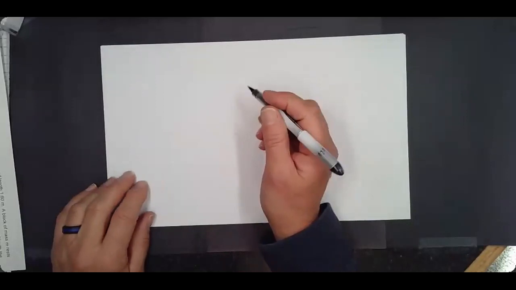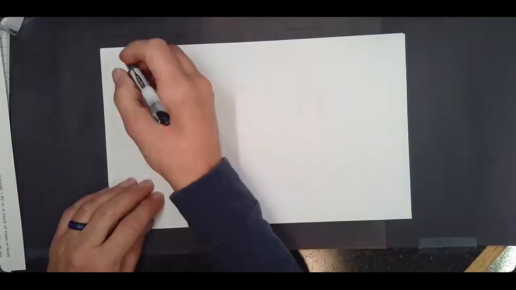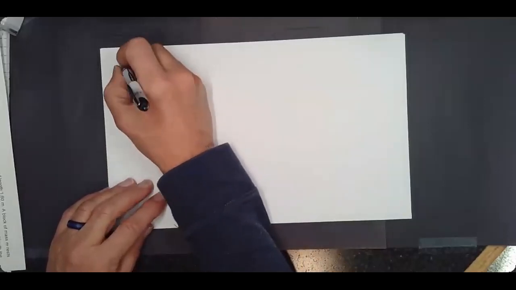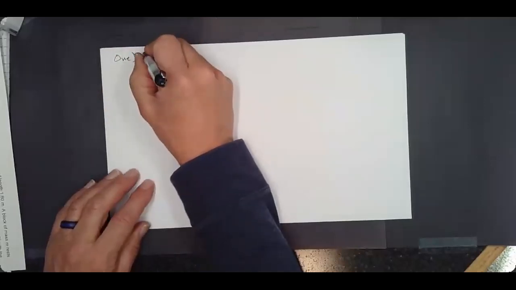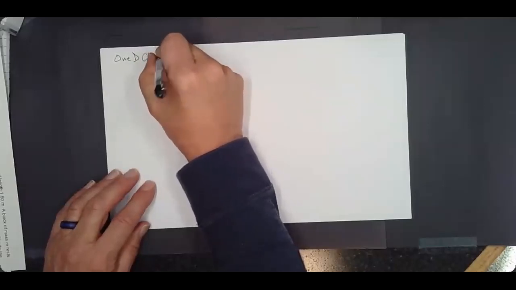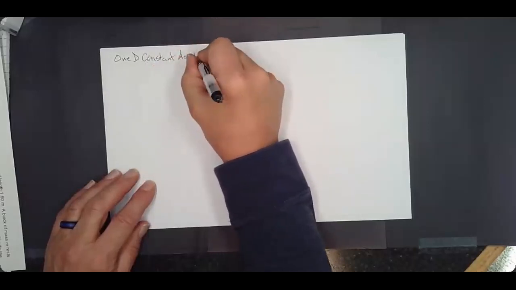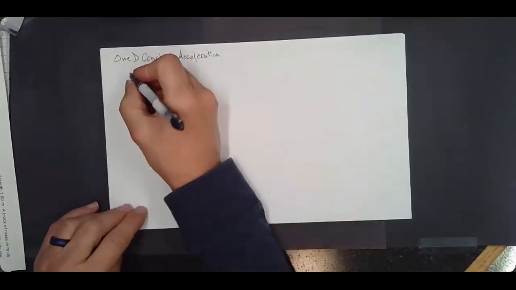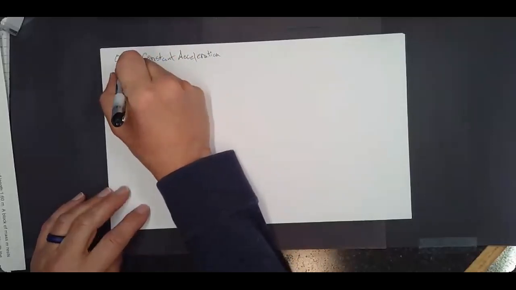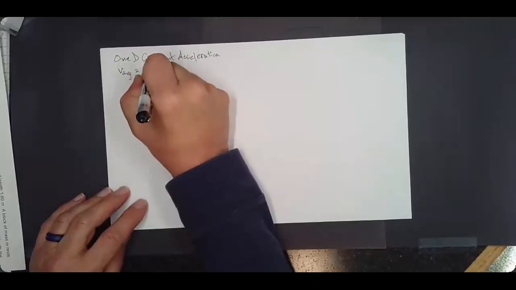Before I start into the rotational motion, I just want to briefly summarize some of the one-dimensional constant acceleration equations that we have. So this is going to be 1D constant acceleration. Something we had in there was a definition of average velocity, which ended up being delta x over delta t.